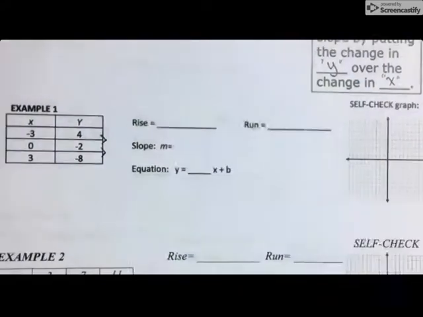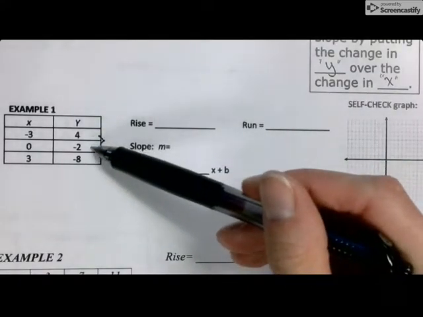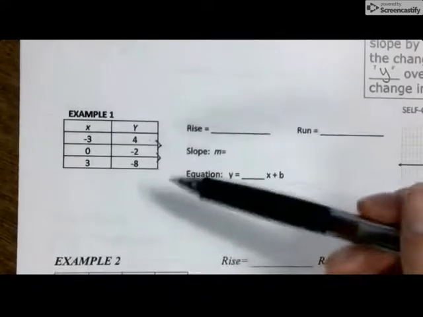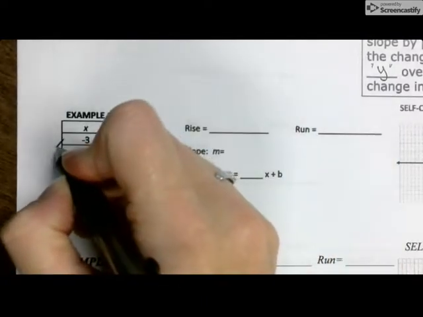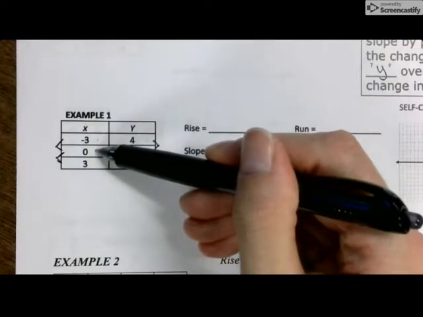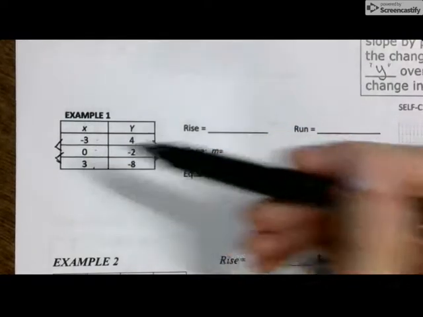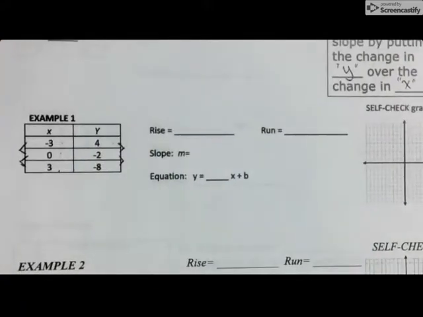All right, so when you look at this, what I want you to do is draw almost like greater than signs with the 4 and the -2, and with the -2 and the -8. Then I want you to draw less than signs on the other side with the -3 and the 0, and the 0 and the +3. Then what I want you to do is subtract.